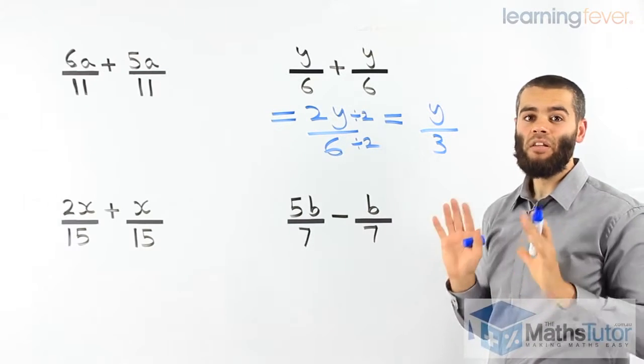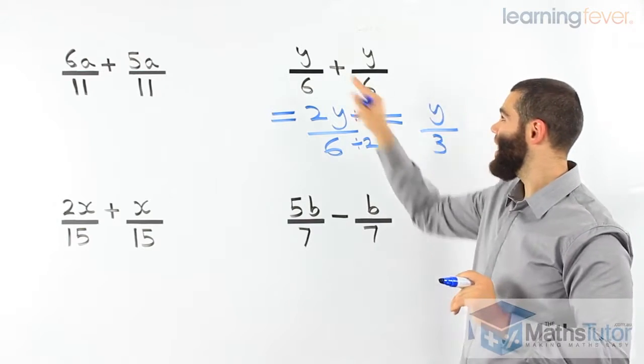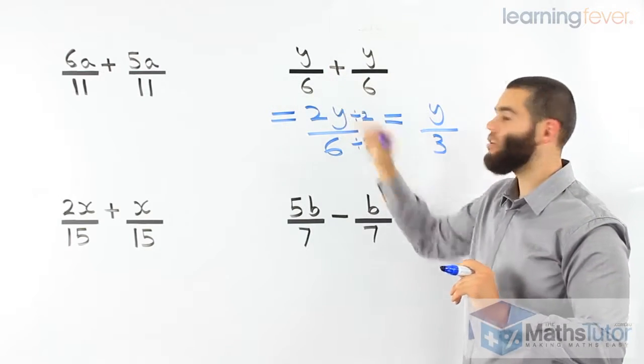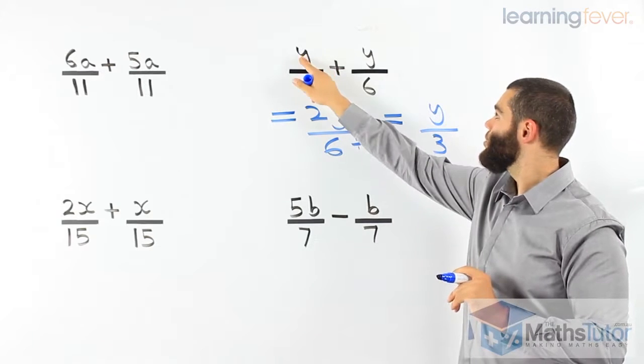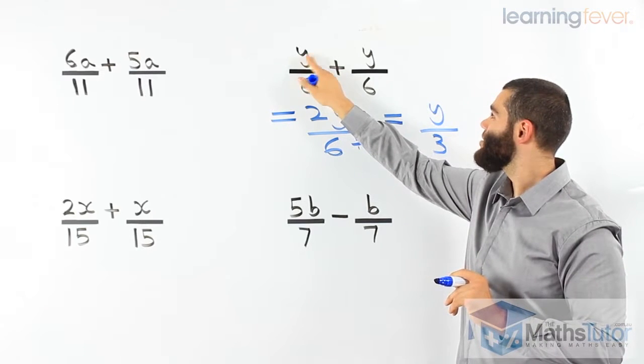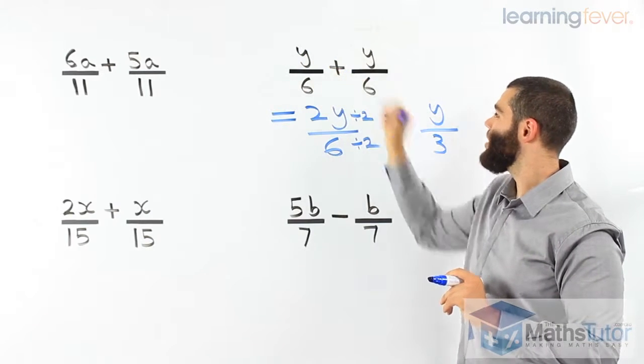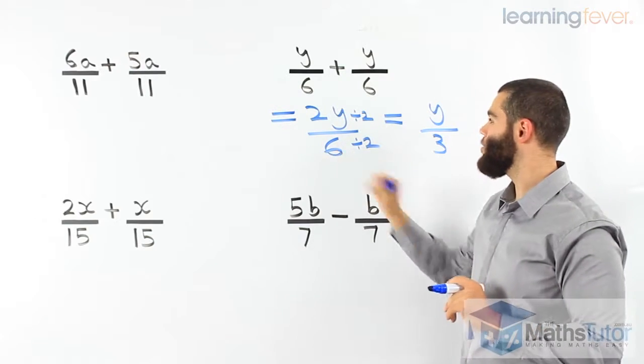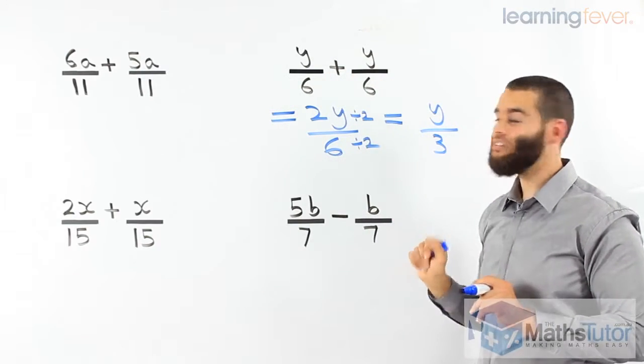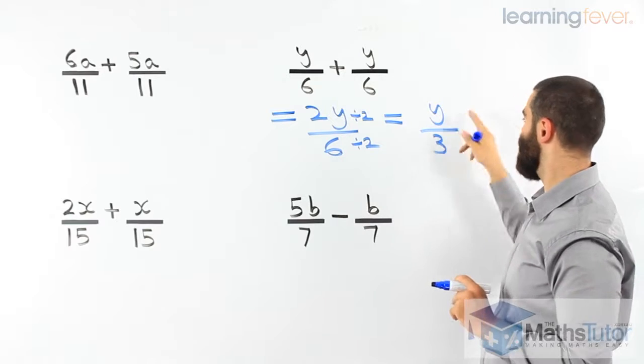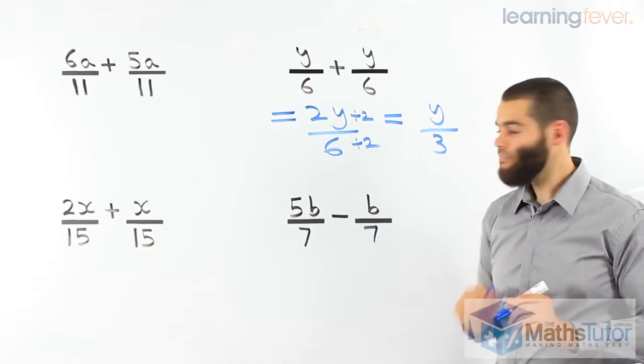So it's simple, like normal fractions. We add the numerators when we have a common denominator. We have that and that. Y plus y is 2y. 2y over 6. We only add the numerators. 2y over 6 simplified, y over 3.